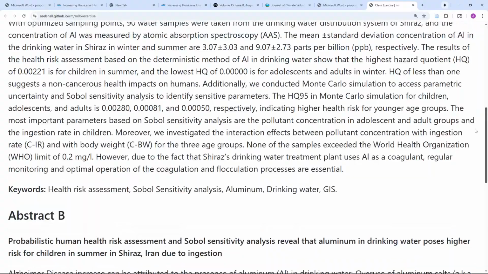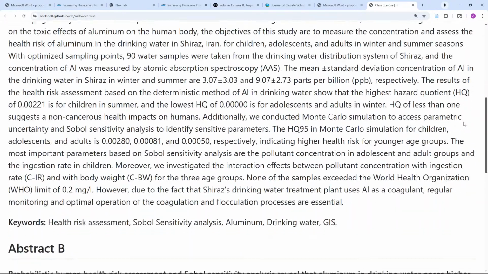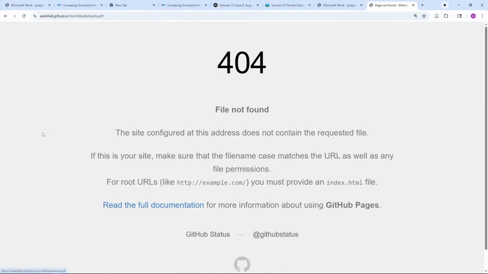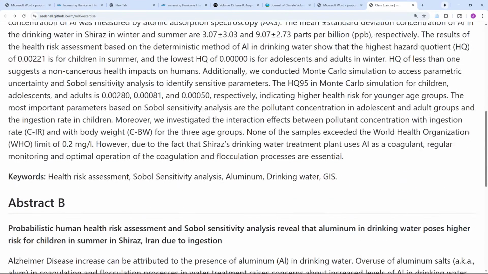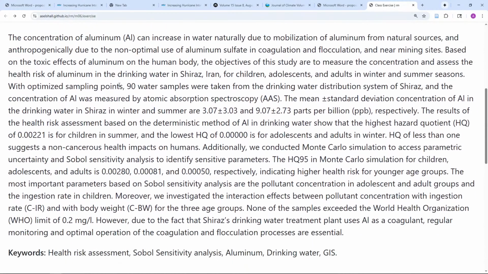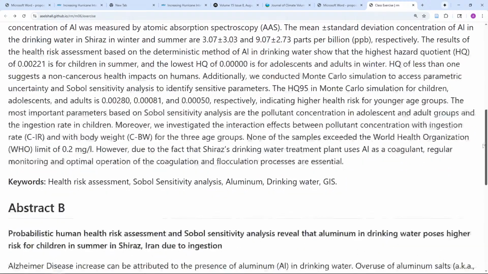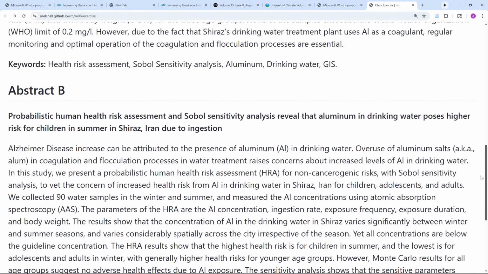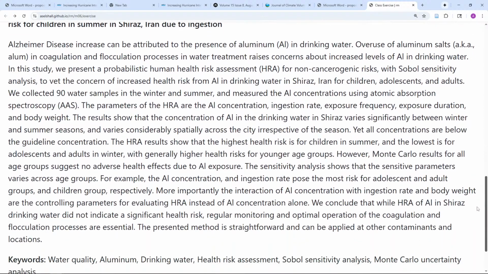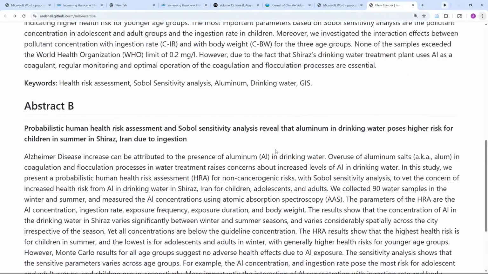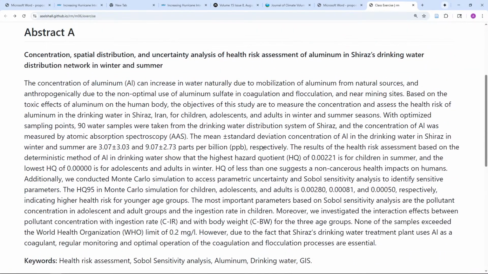I'm not going to tell you which is which, but I want you to read them. You can use the link to download, or the abstracts are here and you can just read them from here. This is the first abstract. You can pause this video now and read it if you like. And these are the keywords for this abstract. Let me make it a little bit smaller so you can see everything. Okay, here we go. This is abstract A.